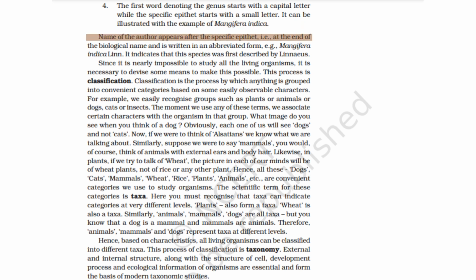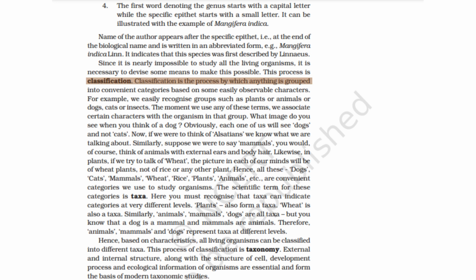Name of the author appears after the specific epithet, that is, at the end of the biological name, and is written in an abbreviated form. Example, Mangifera indica Linn. It indicates that this species was first described by Linnaeus. Since it is nearly impossible to study all the living organisms, it is necessary to devise some means to make this possible. This process is classification.